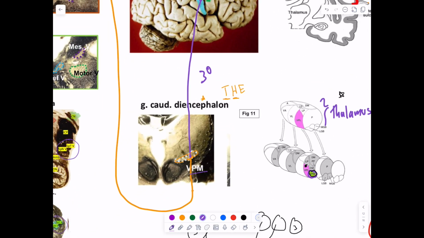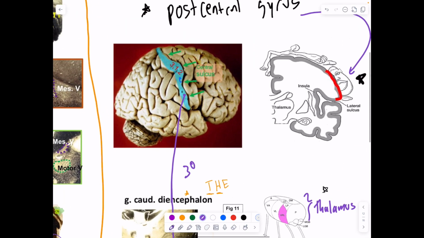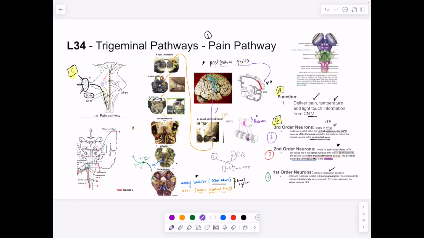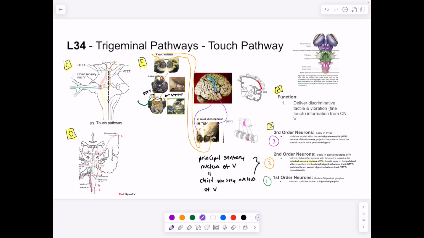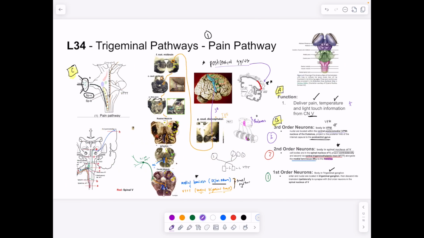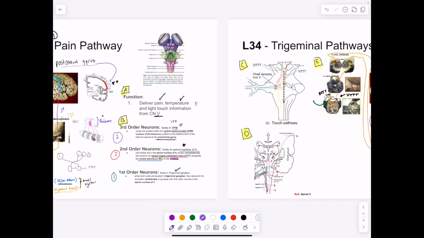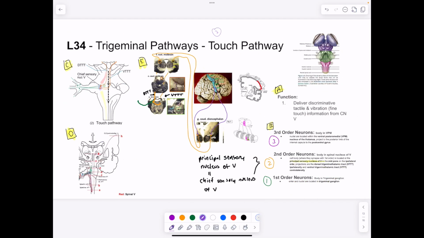All right, and so from VPM, ventral posteromedial nucleus, we end up in the somatosensory cortex, specifically the post-central gyrus. And so what we're doing is delivering pain and temperature and light touch information. All right, so we are crushing it. So that was pathway number 1, right? We said pain, and now we got to do touch. Okay, so pathway number 2 is all about touch.